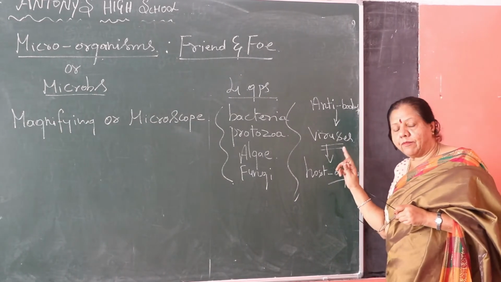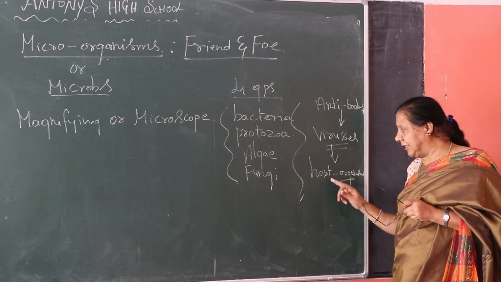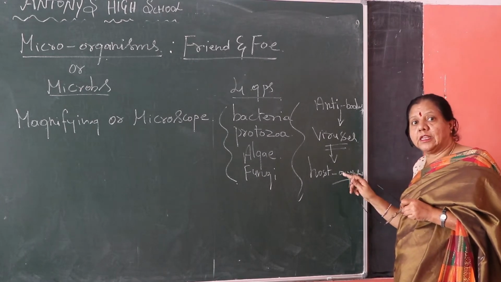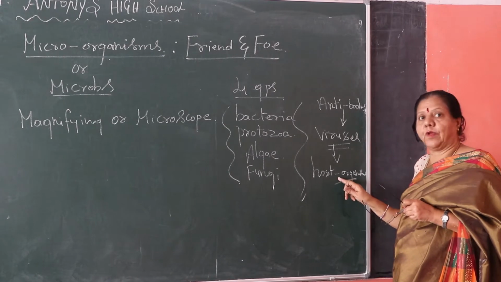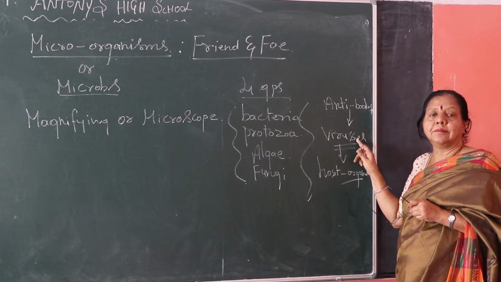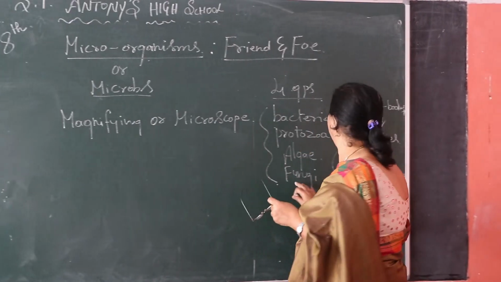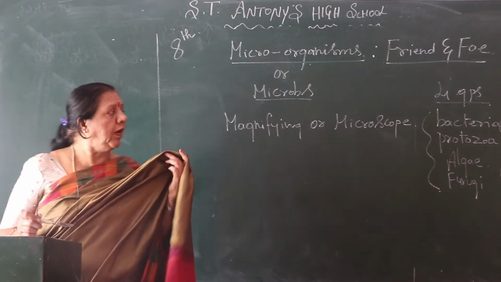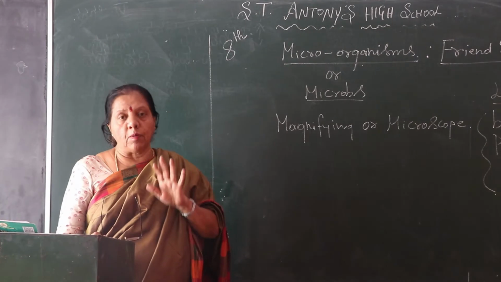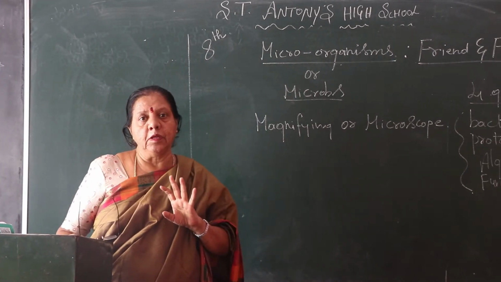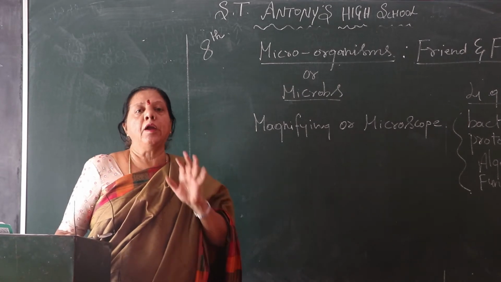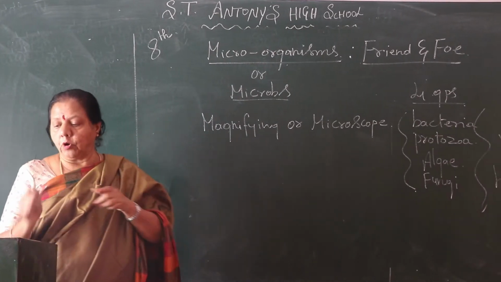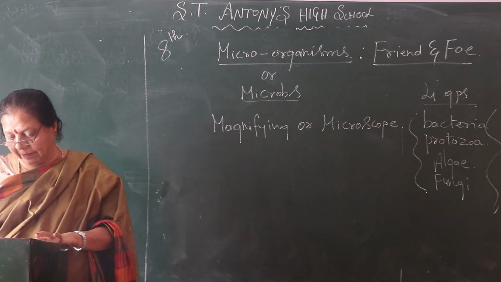So where does this virus develop? By the help of which does this development cause the diseases? Host organisms. When host organisms enter our body, antibodies can stop them and viruses will not work. Okay, children? So this is about the groups of microorganisms. Other than that, viruses are given in your textbook. You go through it. You will come to know what microorganisms are, which are the groups, and what viruses are, and also protozoa, one of the groups. Protozoa causes dysentery and malaria.